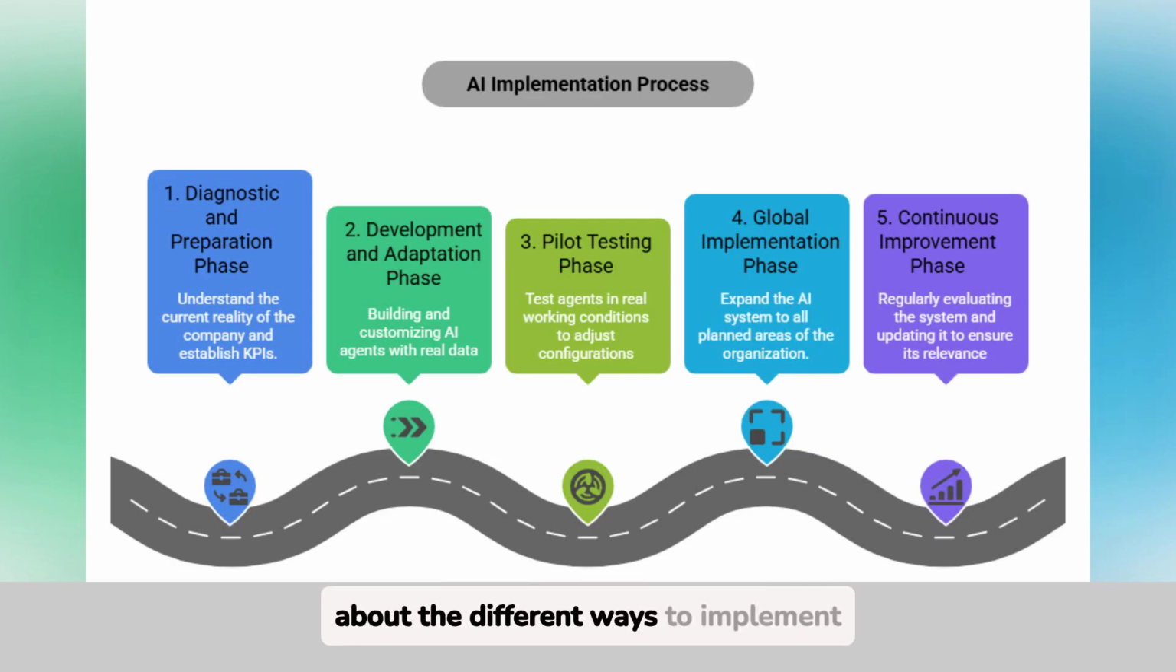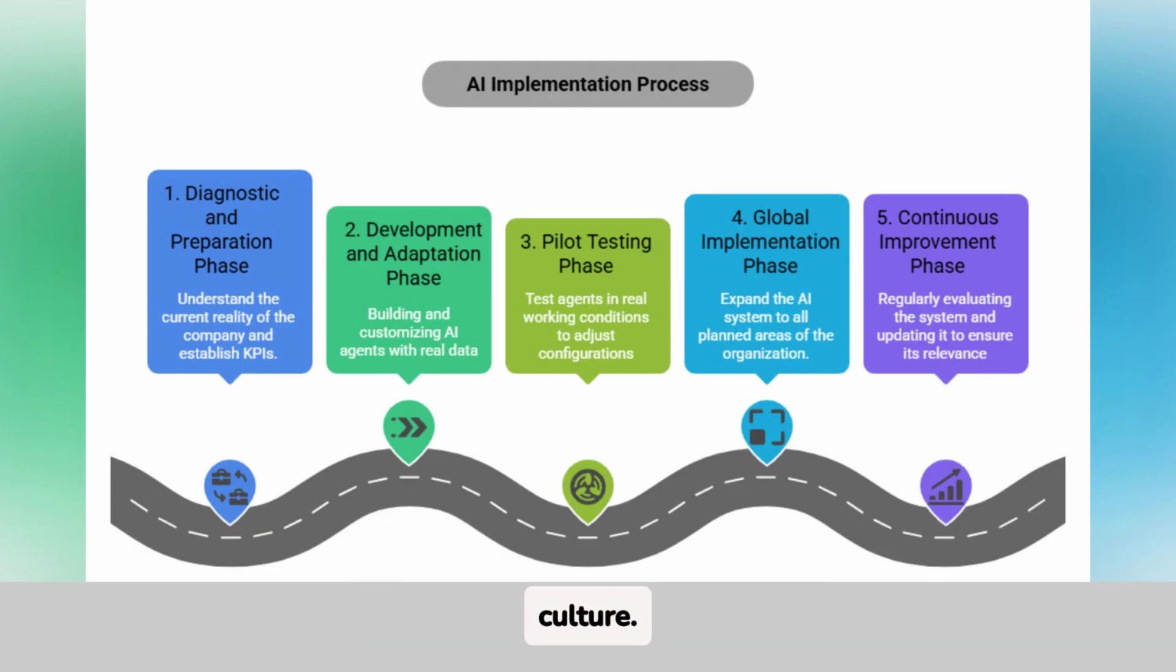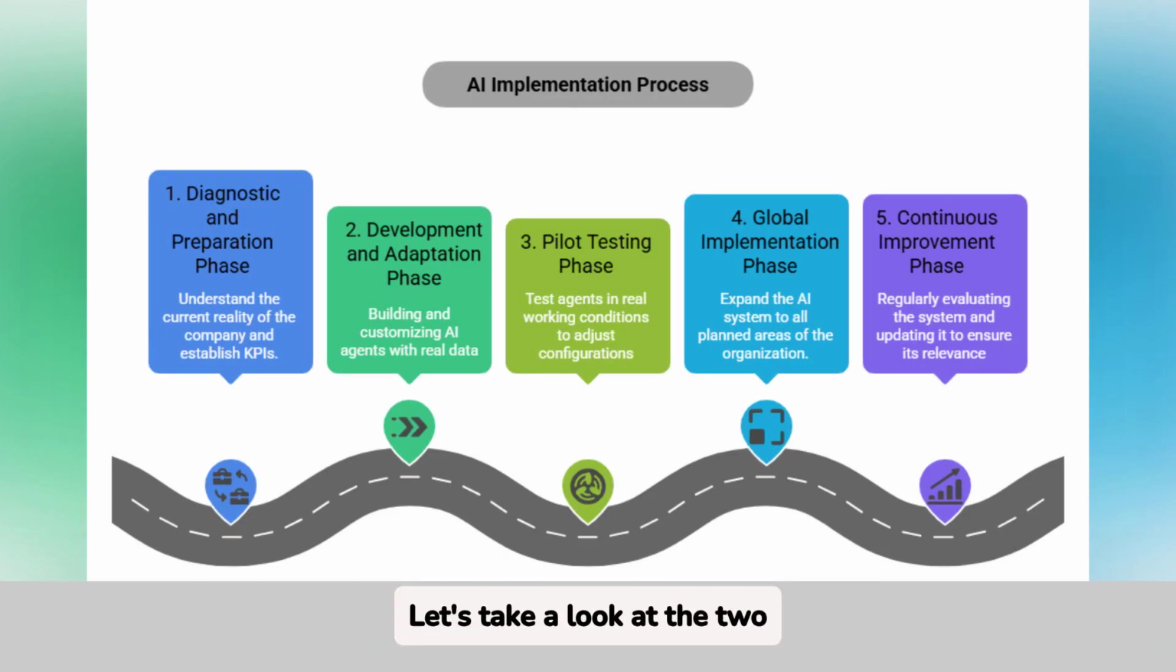All right. Now that I know how to implement it, I'd like you to tell me in the next video about the different ways to implement this in practice, automated or with human involvement, because that can make a difference for us depending on our company culture. Let's take a look at the two main models of multi-agent system implementation, fully automated and hybrid with humans. In addition, I will explain in detail when each one is appropriate depending on the type of company, culture, digital maturity, and organizational structure.